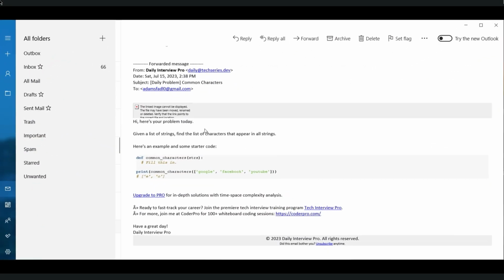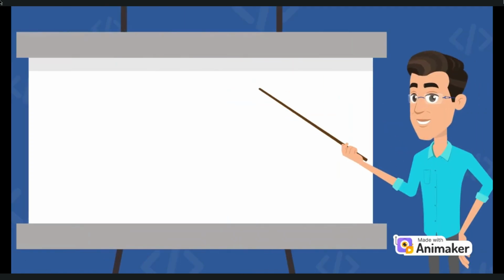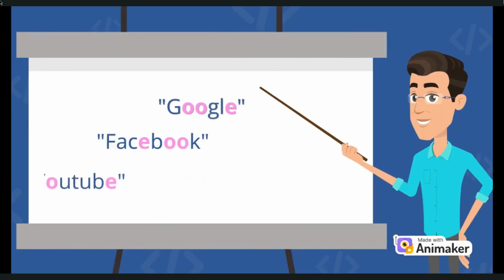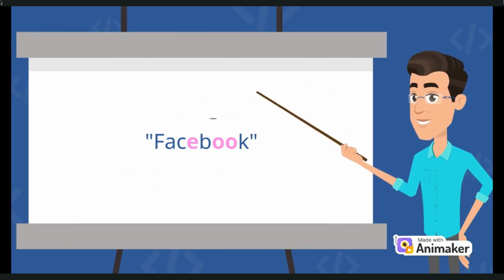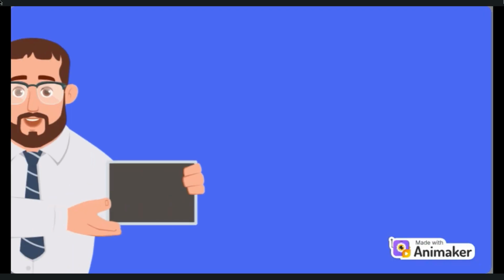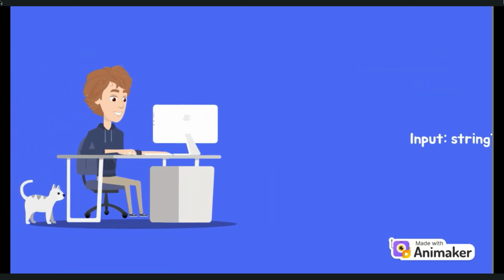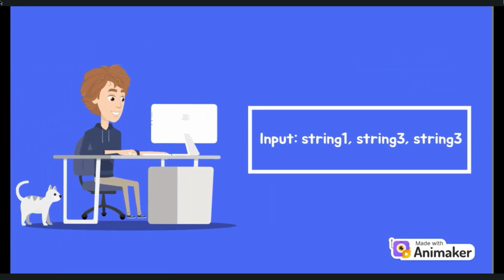In this question, we will be given 3 strings, and we must write code that will find a common character that appears in all the words. As shown in the example, given the strings Google, Facebook, and YouTube, we can see that the characters that appear in all 3 strings are E and O, so the program that we write should be able to return these values as an array to the user. For any 3 strings provided by the user, we return an array of the characters present in all those strings.